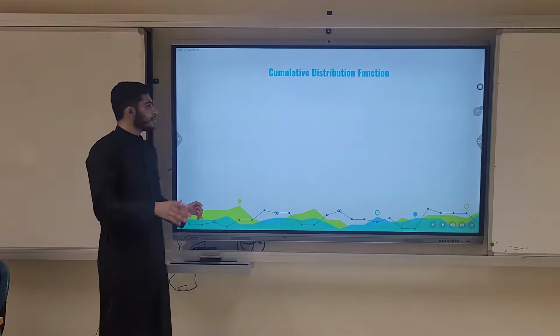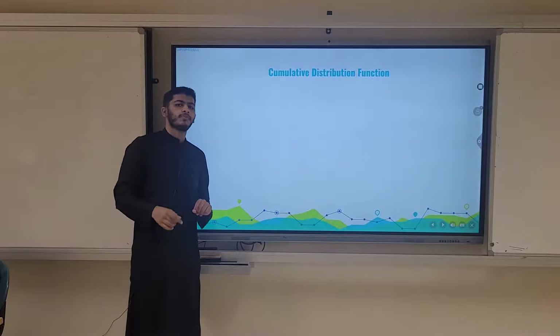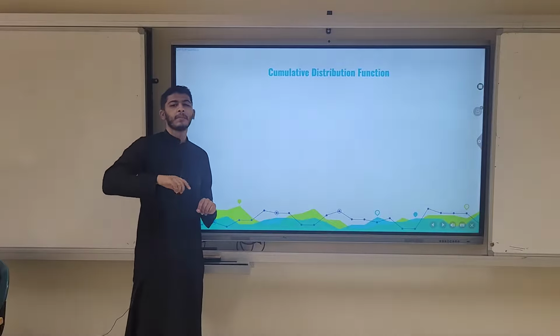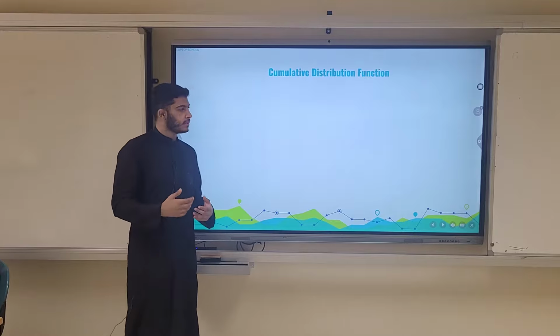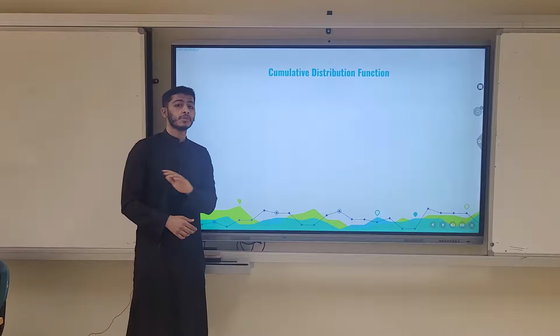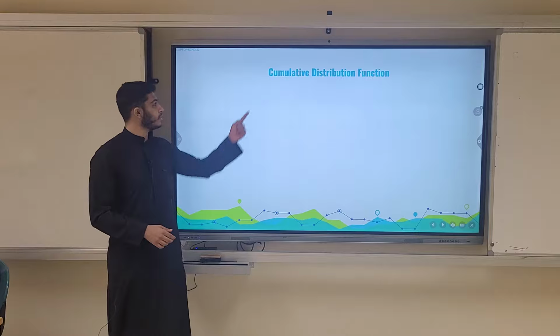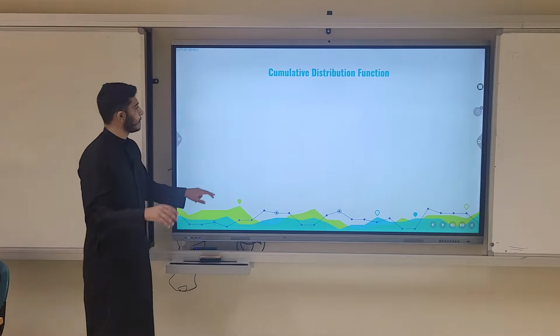Now, the cumulative distribution function, or CDF for short, is the same exact concept from the previous chapter, but now we have some add-ons to it. We have some additional information to understand in order to use it. And here in this chapter, it is absolutely crucial. I'm going to be solving everything using the cumulative distribution function. Everything. Almost everything. So, let's see.